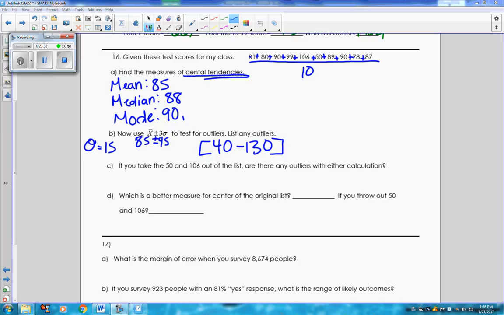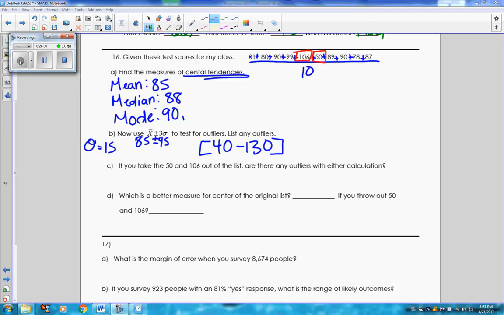If any of the numbers listed under the test scores is outside of 40 and 130, then you have an outlier. The smallest number we have is 50. So 50 is above 40, so that's not considered an outlier. And the biggest number we have is 106. 106 is less than 130, so it's also not an outlier.